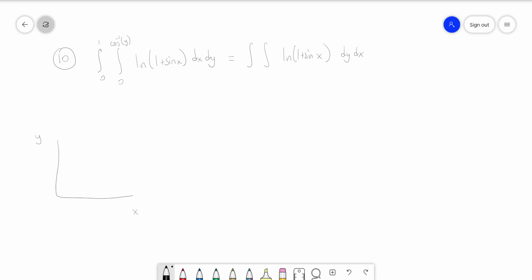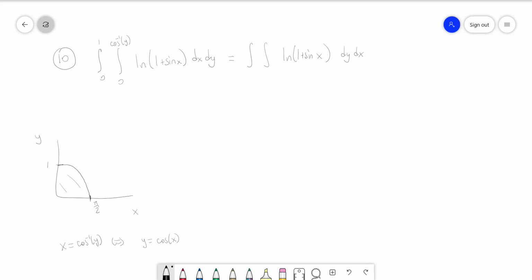So let's see, y is bounded from 0 to 1. And then x from 0 to cosine inverse of y. Now, when x is equal to cosine inverse of y, notice that is the same as saying that y is cosine of x. Okay? So y equals cosine of x, I know looks like this. And it hits 0 at an angle of pi over 2. Okay? So if x is bounded below by 0 and bounded above by this curve, then that refers to this region in here.